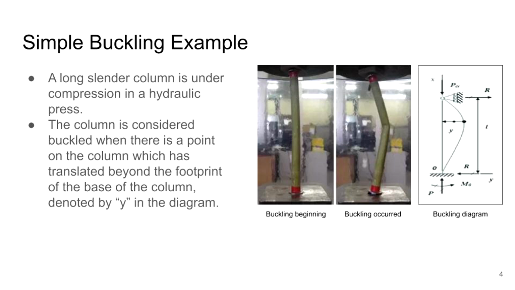The figure on the left shows a long, slender column under compression in a hydraulic press. The left part of that image shows before buckling, and the right side of that image shows after buckling. This column is considered to be buckled when a point on the cross-section of the column has laterally translated beyond the footprint of the column's base. So before buckling, it's basically a straight line, but after buckling, it forms somewhat of a curve, or in this case, a triangle. The diagram on the right denotes this translation with the variable y.